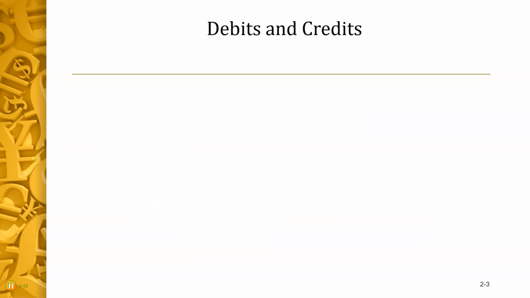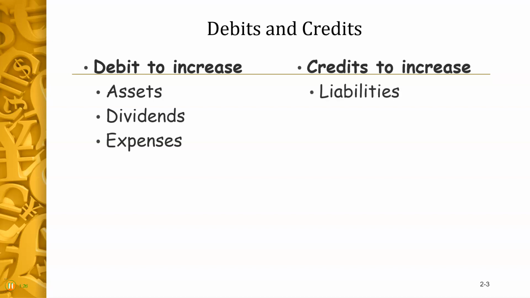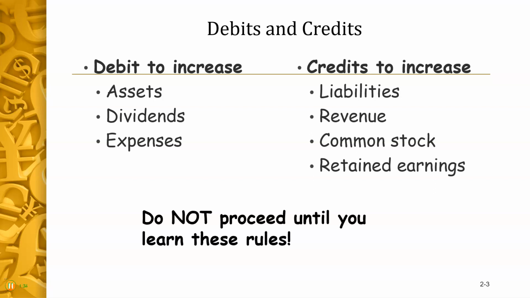Now, debits and credits. You debit to increase assets, dividends, and expenses. Remember that. Memorize that. Credit: we credit liabilities, revenue, common stock, and retained earnings. These are all increased with a credit. Do not forget those rules, and make sure you understand them before you go any further, because it's important to the remainder of the semester.